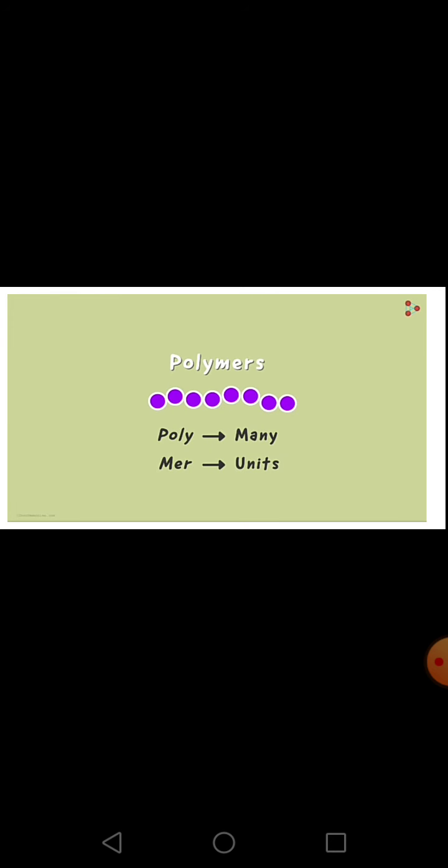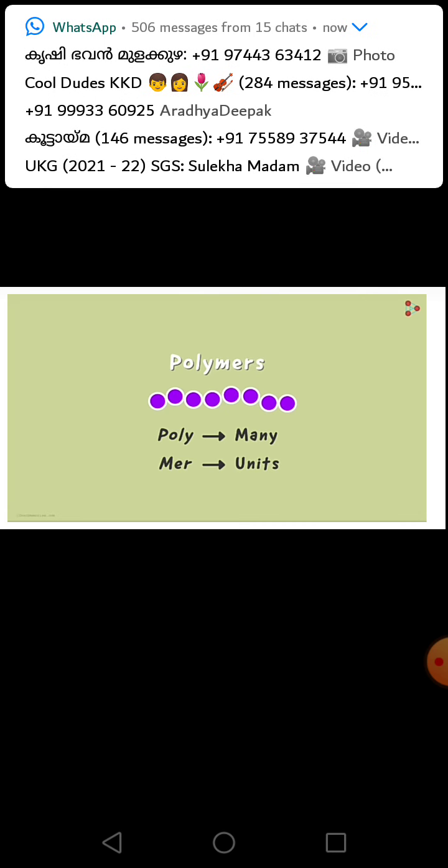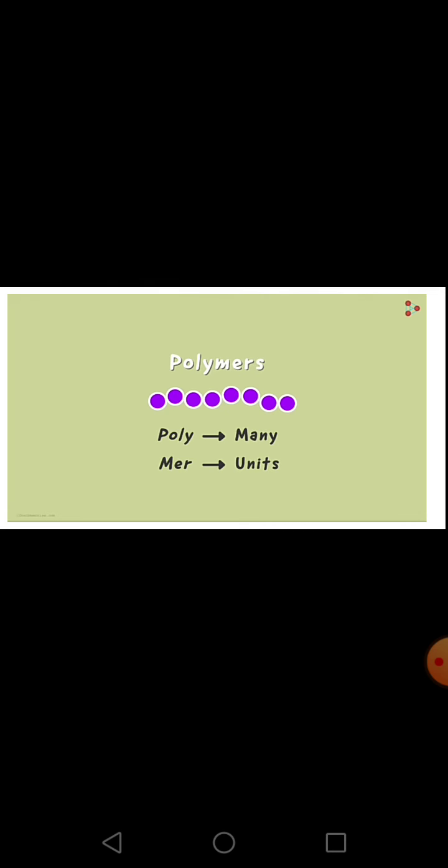So, what is a polymer? It is a long chain of many small units joined together. The word polymer is derived from two words, poly and mer. Poly means many and mer means units. So many units together is a polymer. Actually, synthetic fiber is a polymer. In polymers a number of small units are joined, and these small units are termed as monomers.